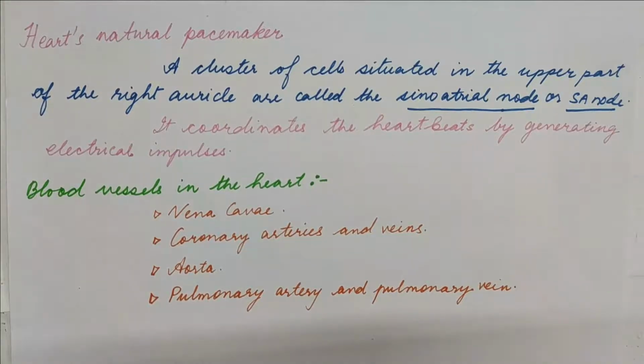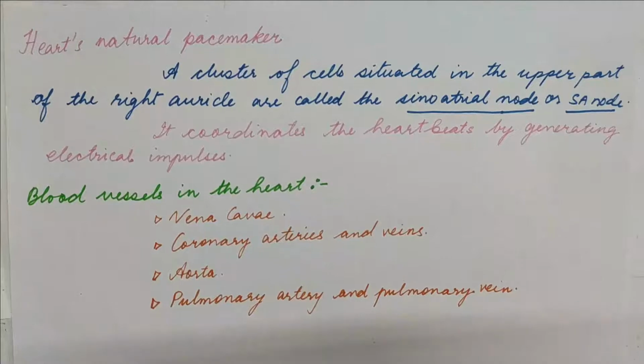Then I also showed you the aorta in the diagram, or the systemic aorta, what we call, and it is a main artery. Please remember, the main artery of the heart is the aorta, which arises from the left ventricle, and it carries the oxygenated blood from the left ventricle to all the parts of the body except the lungs. Now moving to the last blood vessels, that is the pulmonary artery and the pulmonary vein.